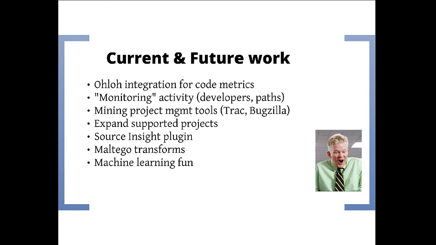A Source Insight plugin, so if any of you use Source Insight or any other tool to read code, you want to see this stuff when you're actually reading through code. Maltego transforms, I said, and machine learning, basically some of the concepts that some of those guys talked about last year at Black Hat from Pwnie Express, and it was really interesting. Once you build up this data set and build features for files, functions, code, developers, you can start to see some interesting patterns.